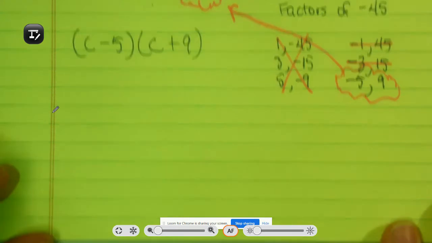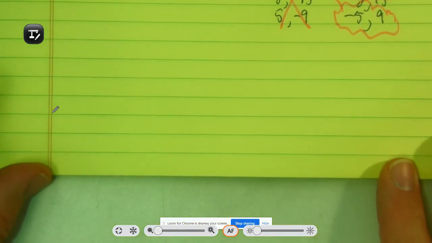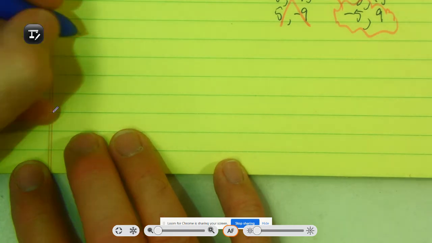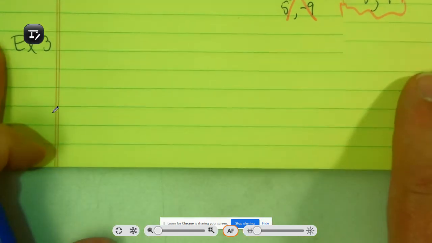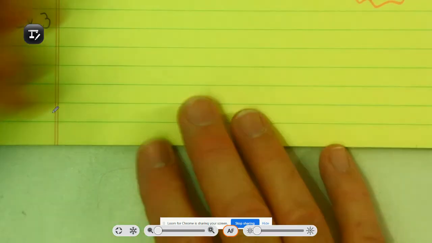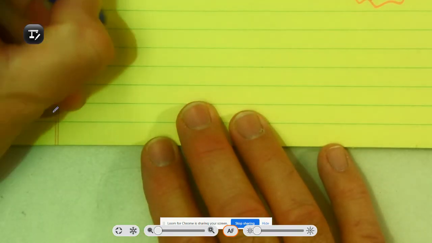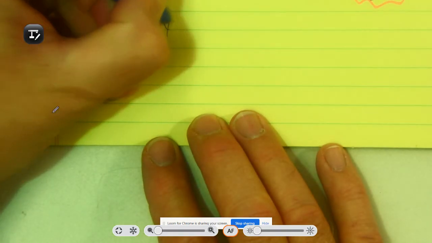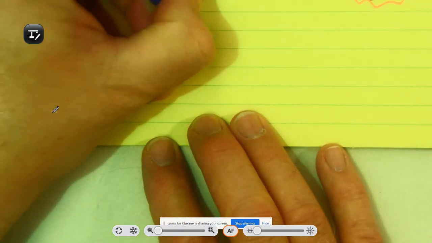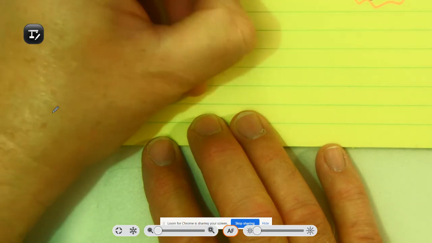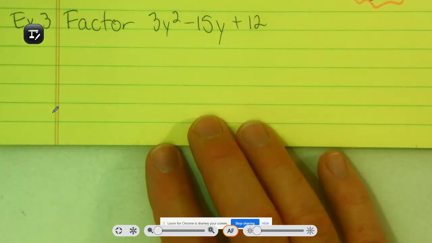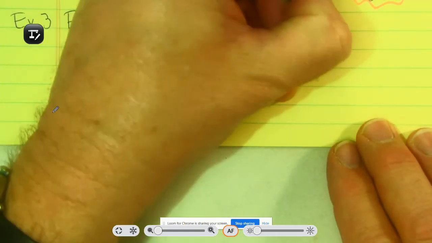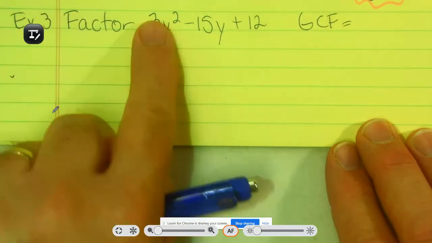Let's look at one more example today before I let you work on your assignment. Example number 3. Here in this example, we want to factor 3y squared minus 15y plus 12. So there's a real possibility this one might have a GCF because the leading coefficient is 3.